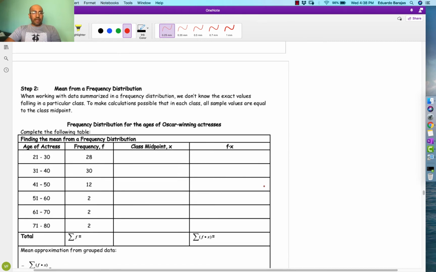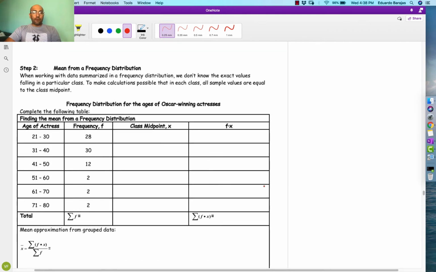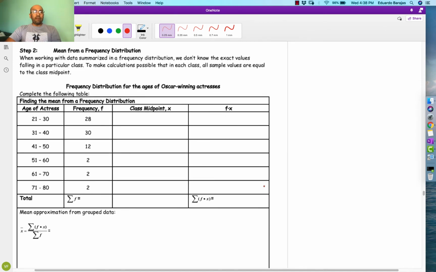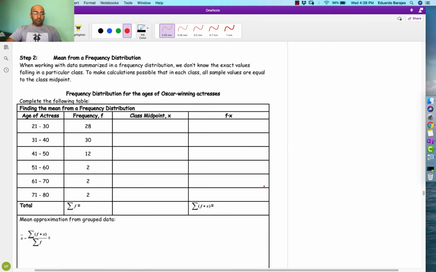Okay, but now let's get to this group data thing, right? This was a nice little review on how you find the population mean and the population median. But what if, instead of the original data, the complete data, they give you a table that looks a little like this one here? This is a table where we describe a range of ages, 21 through 30, 31 through 40, and then we have a frequency count to identify how often one of the actresses landed in this little range of ages. So there were 28 females between the ages of 21 and 30.